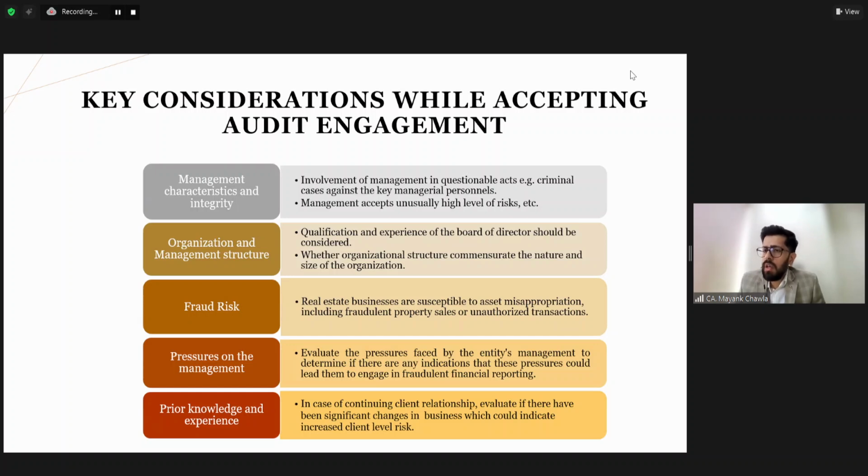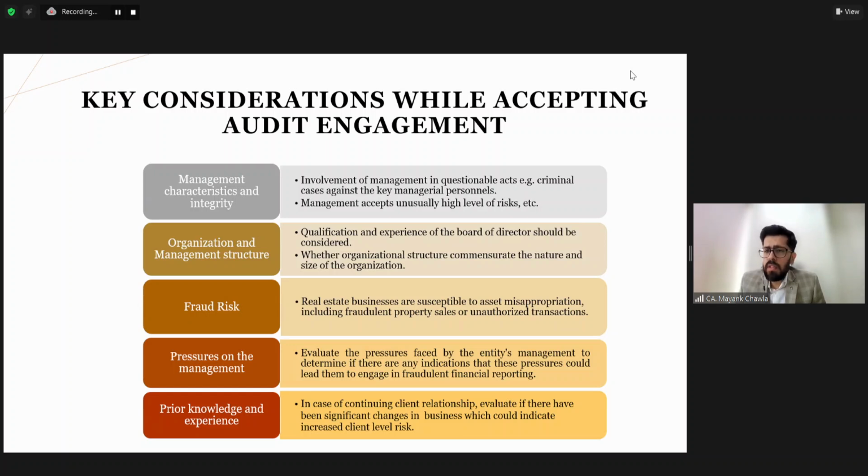Then the organization structure and the qualification of the management also play a very important role, because that helps the auditor understand what kind of environment the company may have if the audit is accepted. Then the susceptibility to fraud is higher in real estate as compared to some of the other industries. The reason being, there might be involvement of unaccounted money, and a lot of facilitation payments are involved at times, which somewhat increases the fraud risk in this industry.